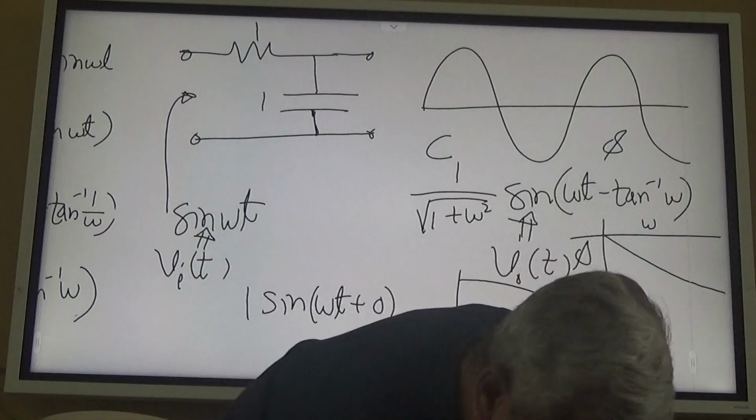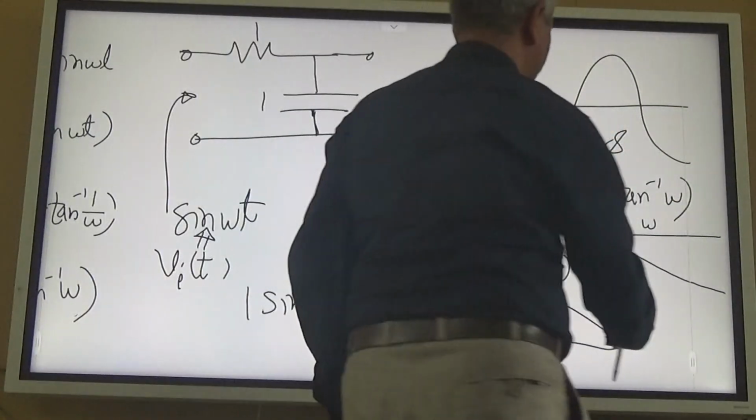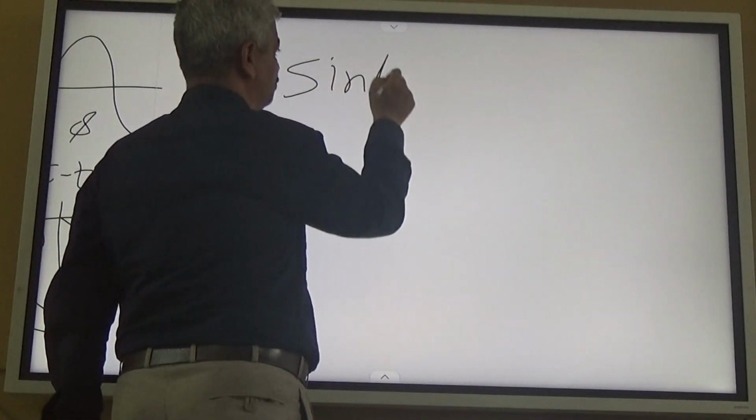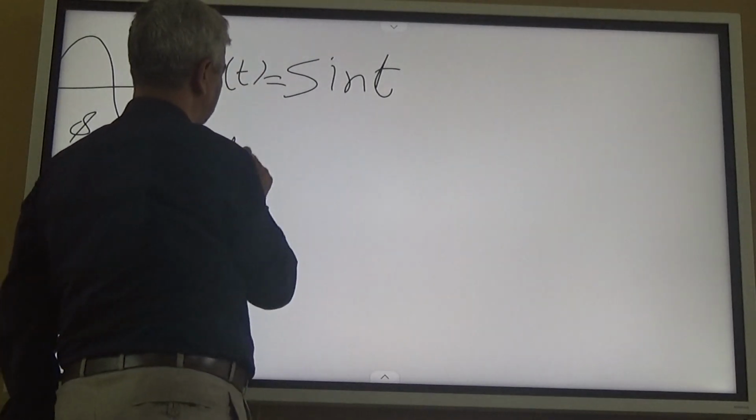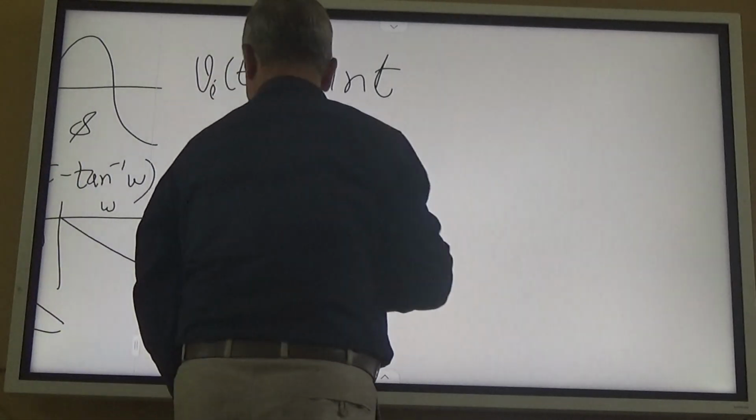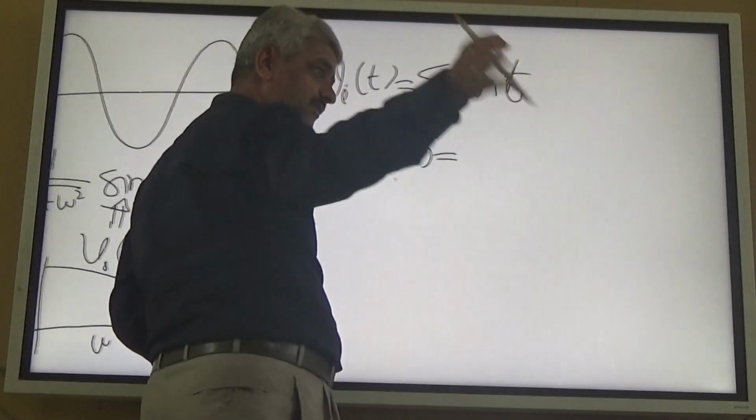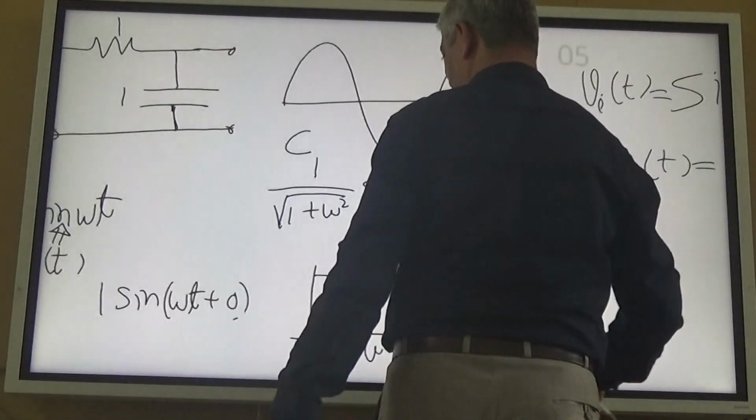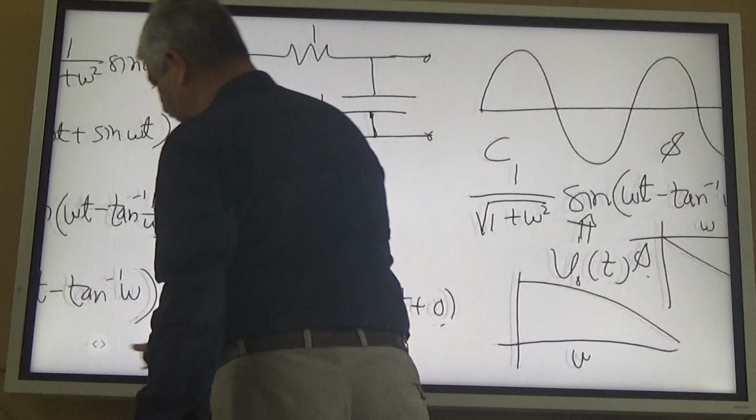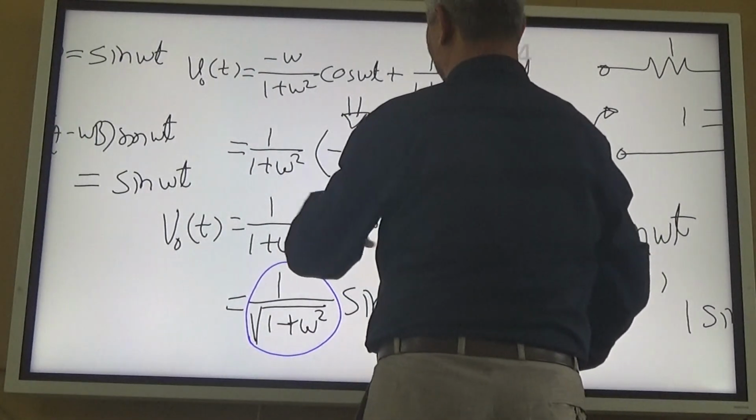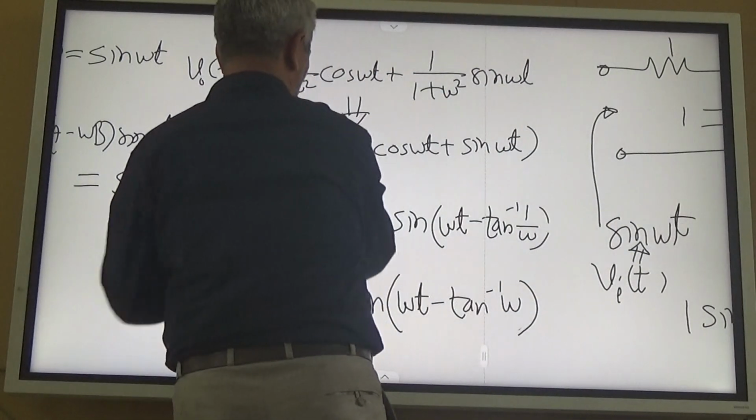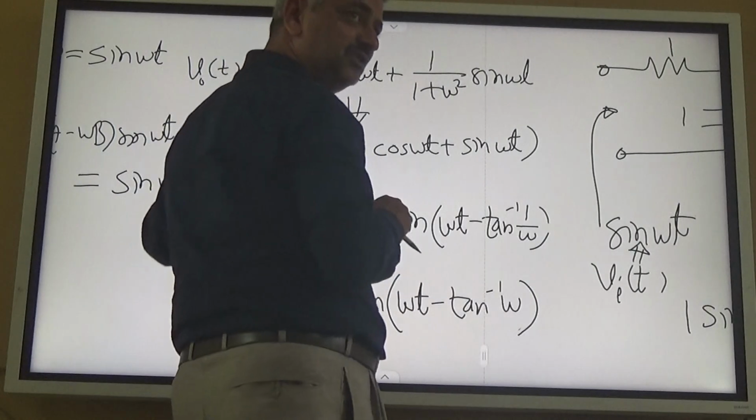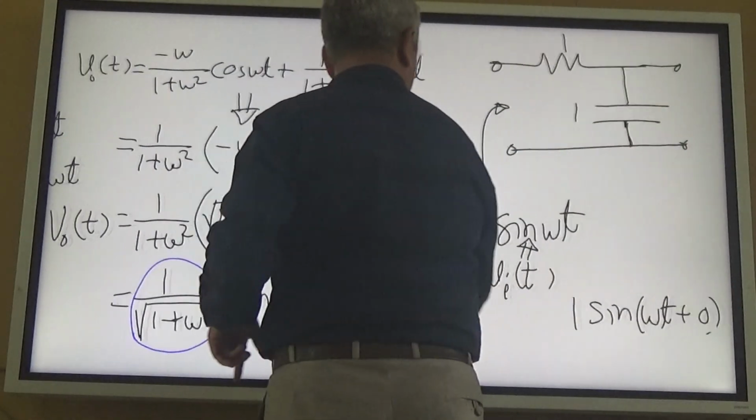Now let us make it simple further. Let us make omega equal to 1. So we apply sin t. So if omega equal to 1, what is VO(t)? Forget about the phase, what is A? Omega is 1, so this is 1, right? Omega is also 1. So I write the term here.